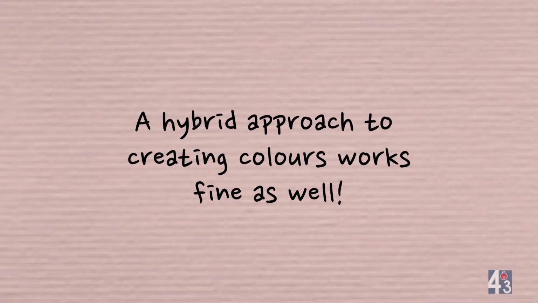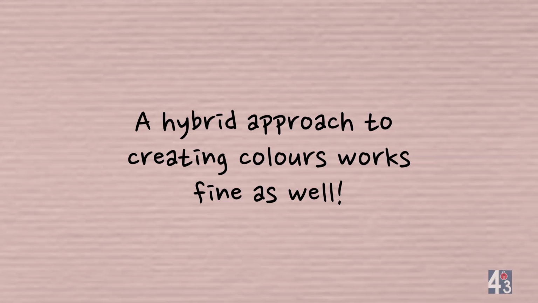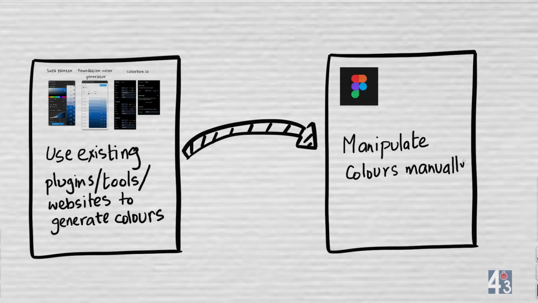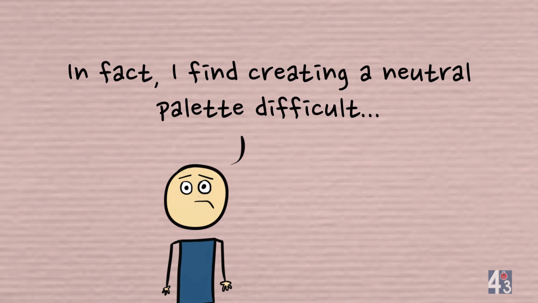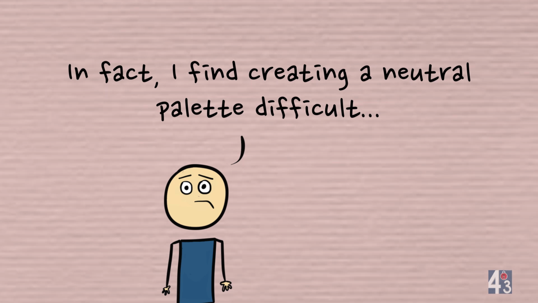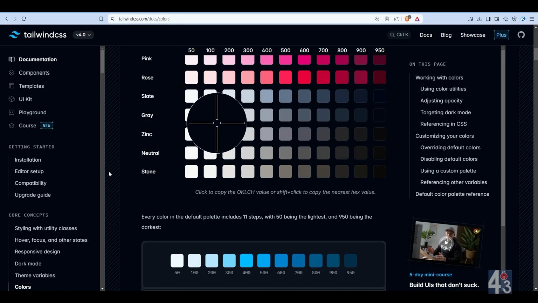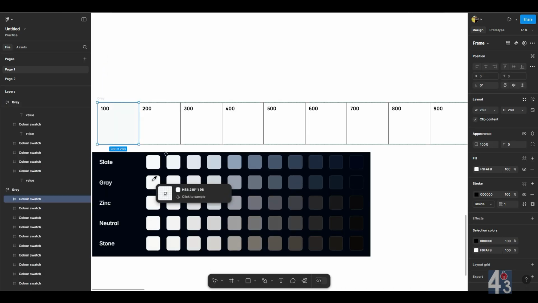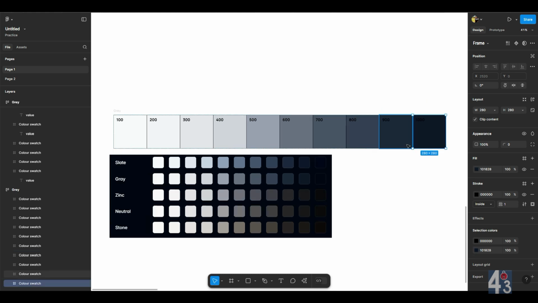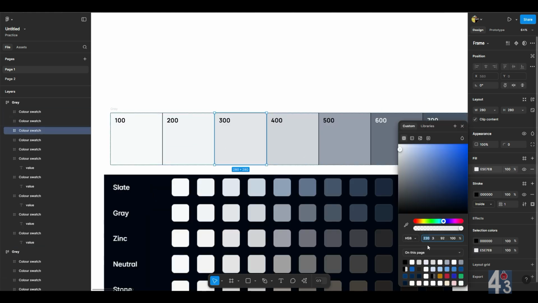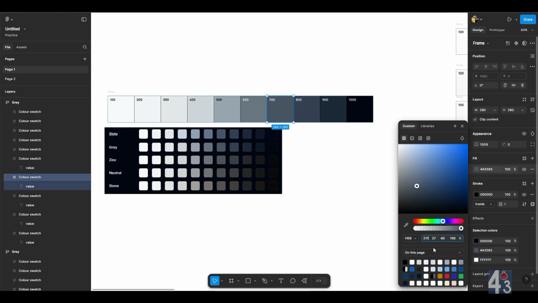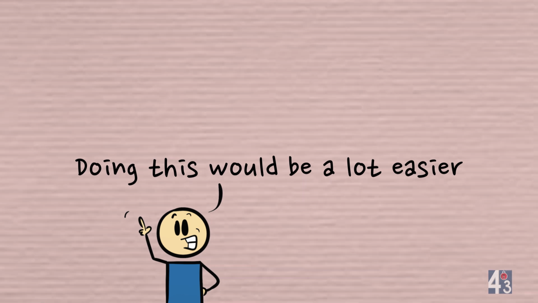A hybrid approach is easy and fast as well. Use existing palettes or generate one with plugins and then manipulate values to your liking. In fact, I find creating neutral palettes quite difficult. And a good way of generating a neutral palette is to get a nice ready-made palette from Tailwind CSS, and then tweaking the hue value to match the brand in your project. This would be a lot easier.